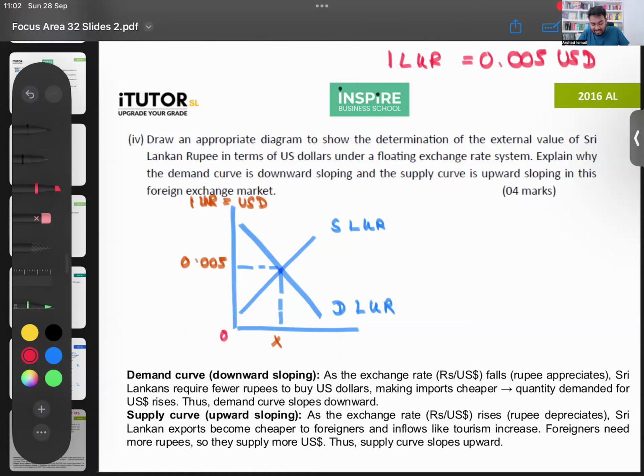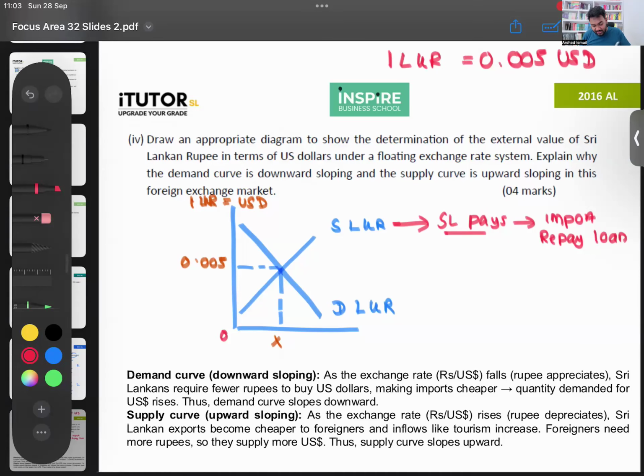Tell me, when is the Sri Lankan rupee supplied? Just for our understanding. When will we supply our rupee? When Sri Lanka pays money or gets money? When will Sri Lanka supply money? When there's an outflow, right? So when Sri Lanka pays. Can you all give me examples when Sri Lanka has to pay? When we import, we have to pay. When we repay loans, we have to pay. Loan repayments. Also if we are traveling abroad, interest, all of that, okay, fine.